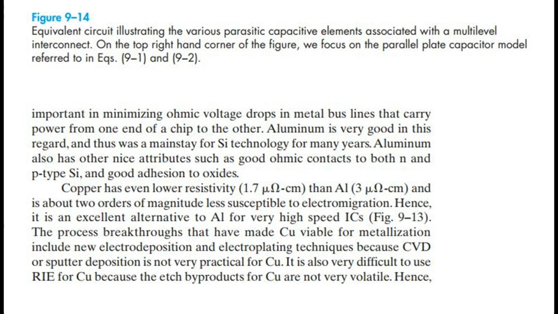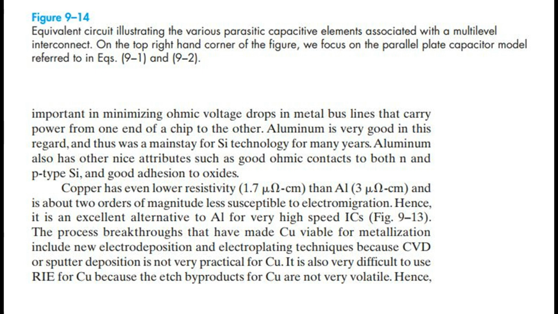Copper has even lower resistivity, 1.7 microohm-centimeters, than aluminum, 3 microohm-centimeters, and is about 2 orders of magnitude less susceptible to electromigration. Hence, it is an excellent alternative to aluminum for very high-speed integrated circuits, Fig 9.13. The process breakthroughs that have made copper viable for metallization include new electrodeposition and electroplating techniques because CVD or sputter deposition is not very practical for copper.